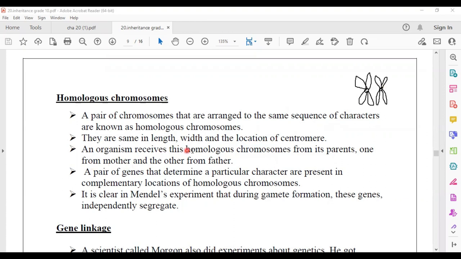An organism receives these homologous chromosomes from its parents, one from the mother and the other from the father. There are two chromosomes. They are the homologous chromosomes. A pair of genes that determine a particular character are present in complementary locations of homologous chromosomes. Complementary means that if this part is expressing the white color of a person, this part also expresses the white color. If this part is expressing curly hair, this part also expresses curly hair, because complementary locations are there for each character.